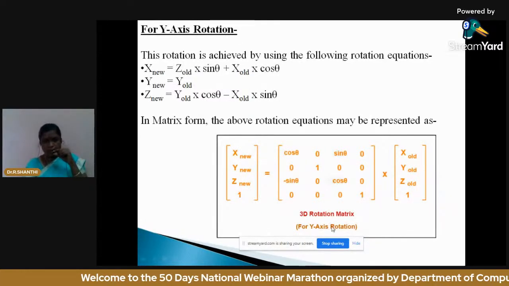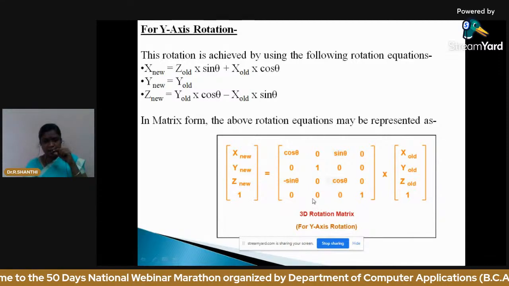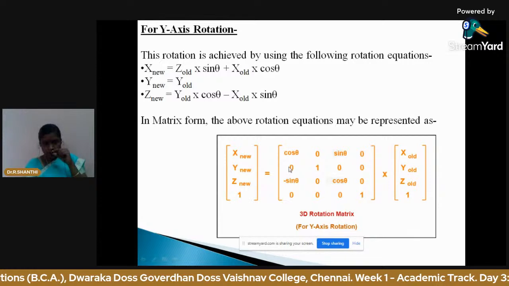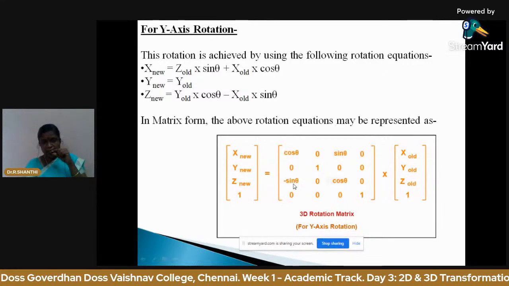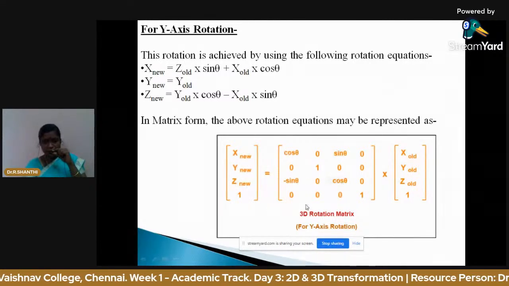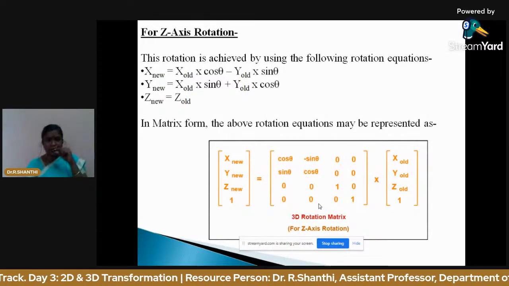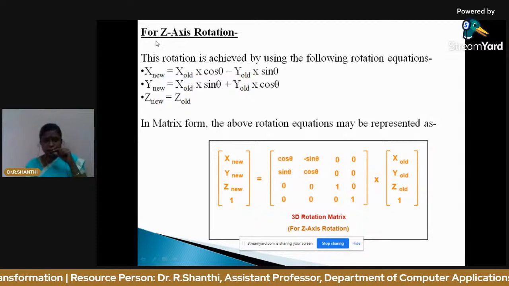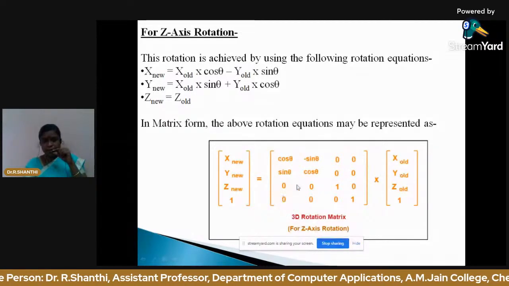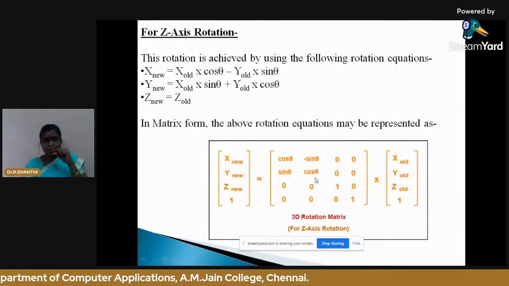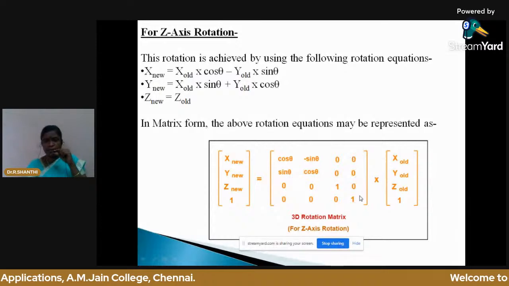This is your y-axis rotation. In y-axis rotation, you are not going to disturb y, so y will retain the old value. Where you are going to disturb is your x value and your z value. So here cos theta and minus sin theta and cos theta values will be there. The last one is your homogeneous coordinates. Again, you go for the z-axis. In the same way, you are not going to disturb your z, so z is your third one, right? What is your basic angle? Cos theta, minus sin theta, sin theta and cos theta. That's it. The last one will be your homogeneous values.